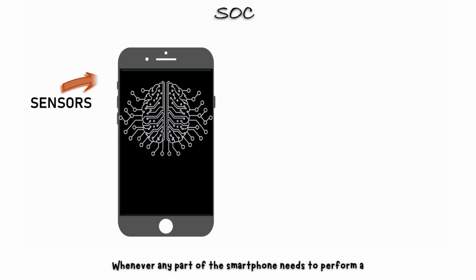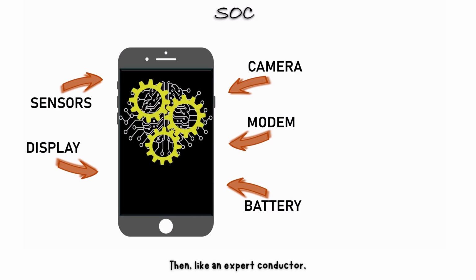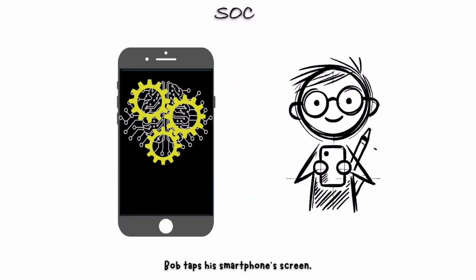Whenever any part of the smartphone needs to perform a task, whether it's opening an app, scrolling through a web page, or processing an image, the SoC receives the command. Then, like an expert conductor, it breaks down the complex task into smaller activities, distributes them to its various integrated components, and coordinates their execution. This coordination is not only flawless, but also incredibly fast and efficient, precisely because all these components are right next to each other. Bob taps his smartphone screen, takes a photo, and makes a call.